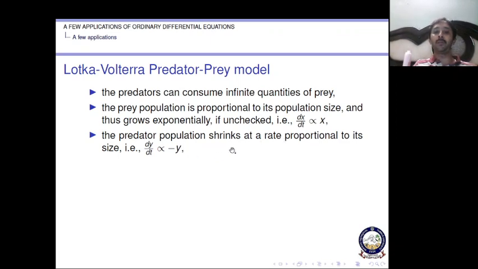Whenever there is a shrinking happening or whenever the population is decreasing, we need to have a minus sign, and when there is a growth, we are going to have a plus sign. So dy by dt will be proportional to minus y.